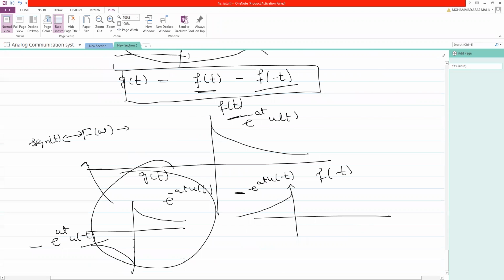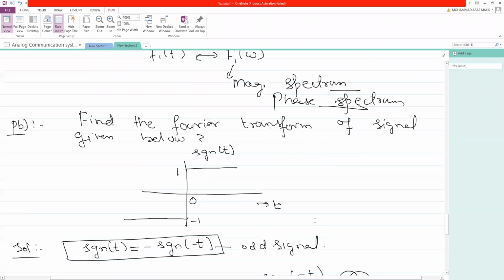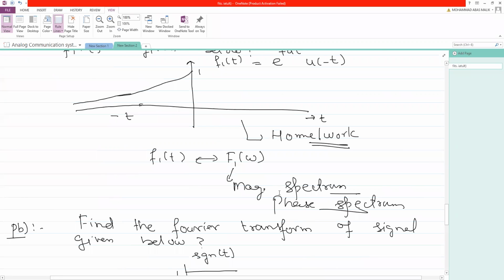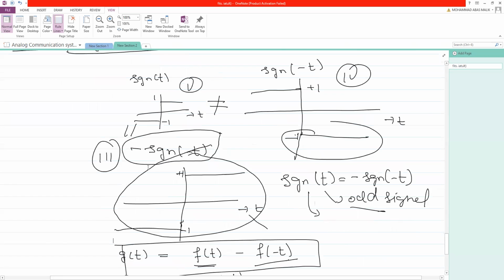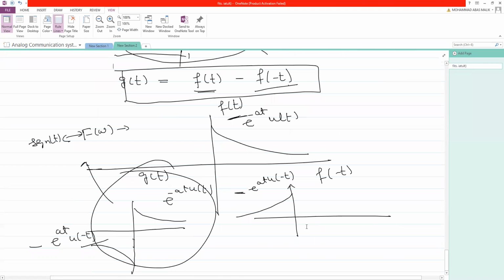Any question, confusion? Please do these things. These two things, the second question and the third one, should be in your copy. Any question, confusion, queries, do tell me.